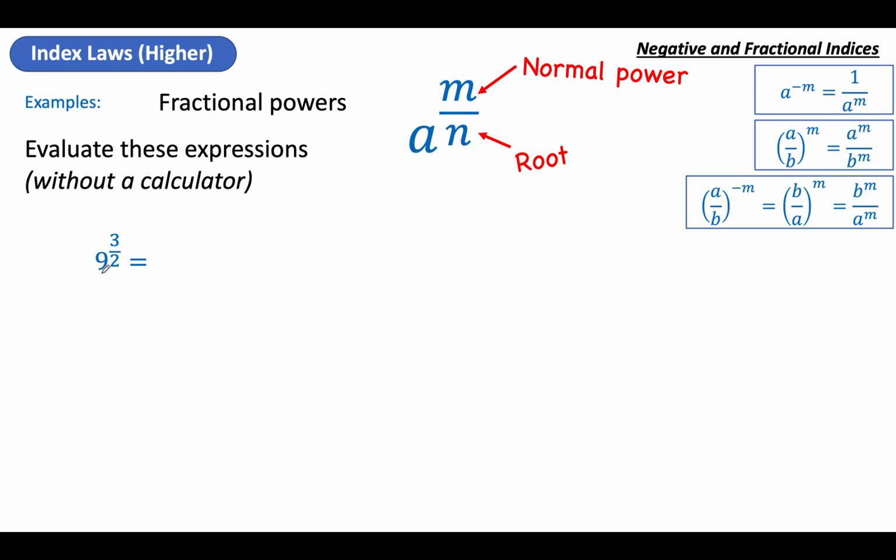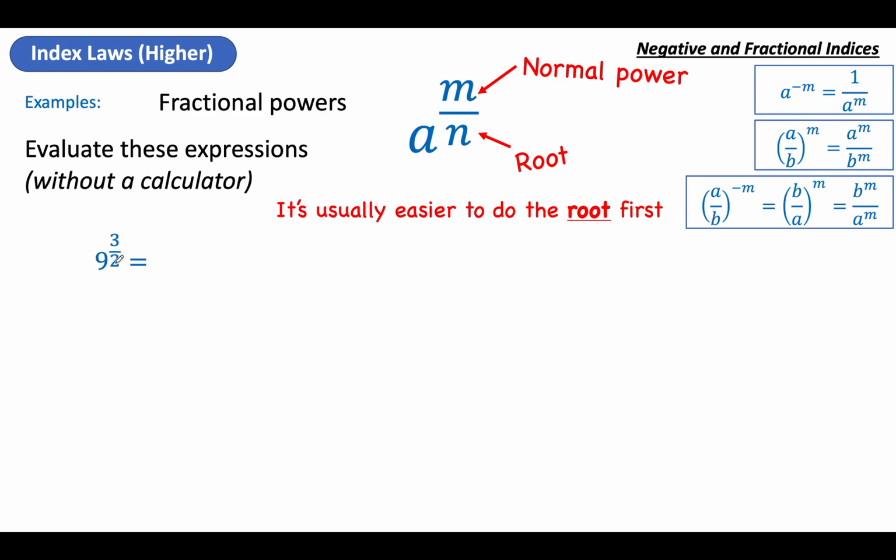If you've got something raised to a fraction, so this is the bit you need to listen to. I'm going to repeat that. If you've got something raised to a fraction, the bottom number is going to be a root. The top number is the normal number. Do the root first. It's usually easier to do the root first. You do the root first, then normal power.